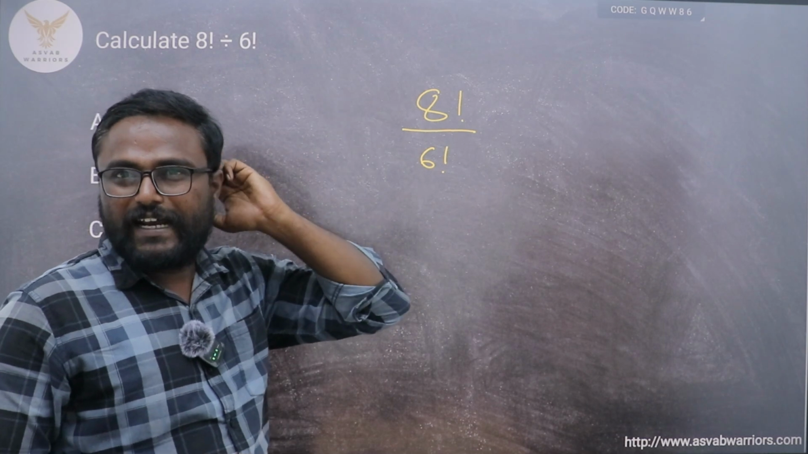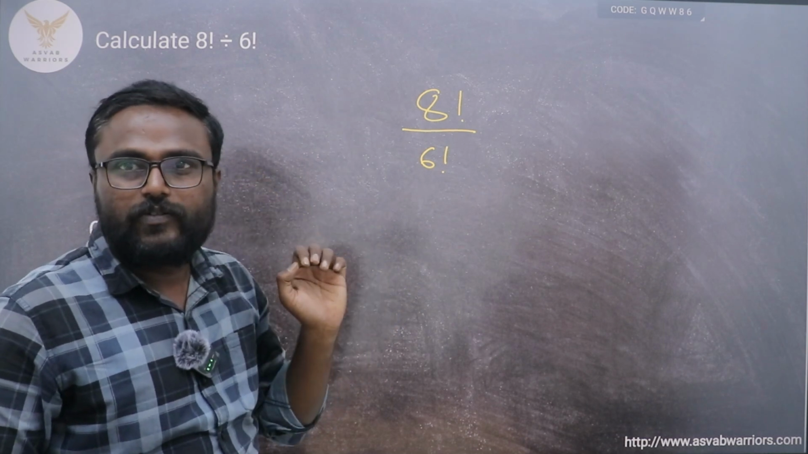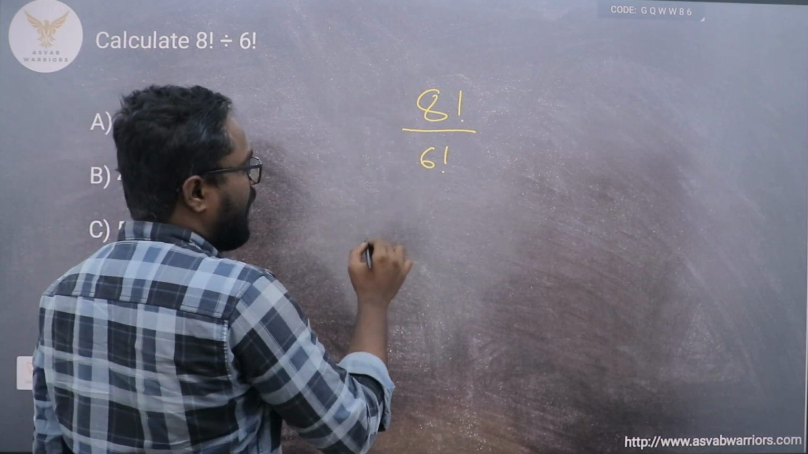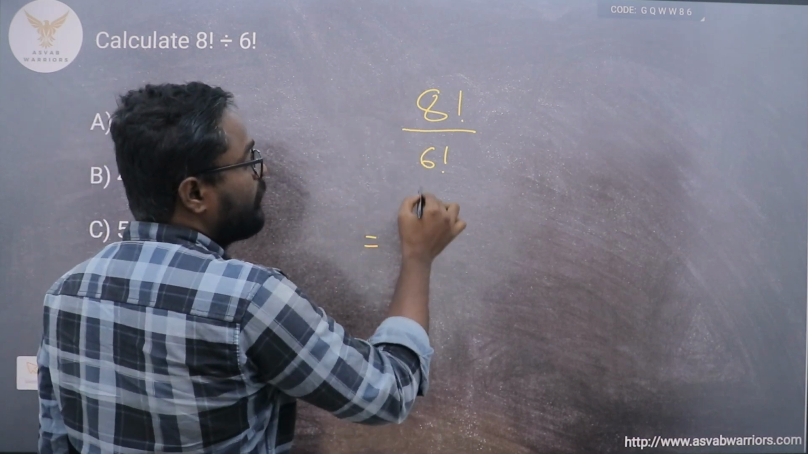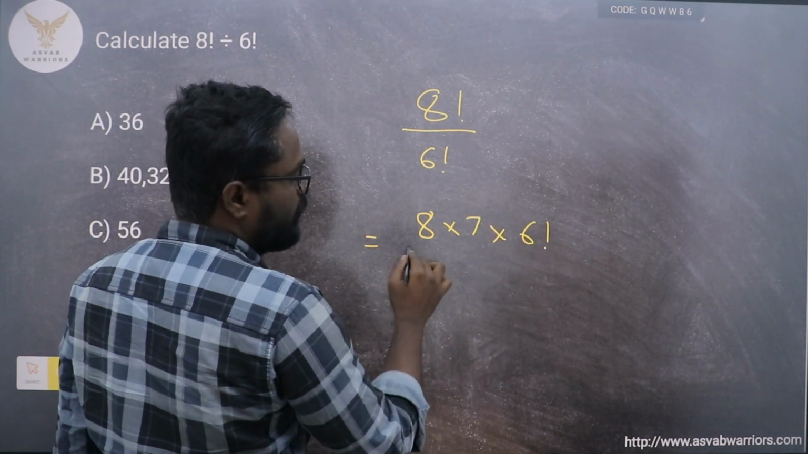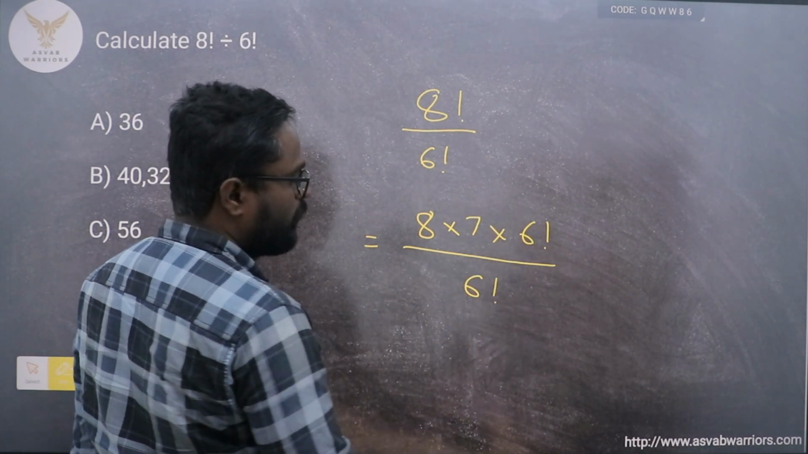Okay, and you will take at least a year or two to solve this question, which I don't want you to do. So what will we do? 8 factorial can be written as 8 times 7 times factorial of 6 divided by factorial of 6.